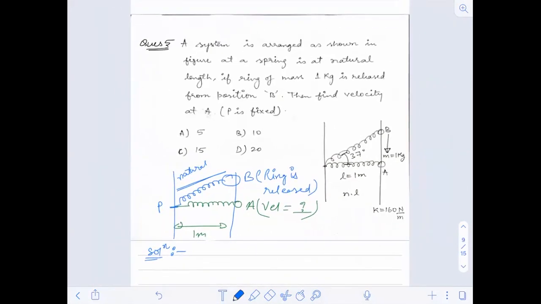Okay, now the angle is also given. This 37 is the angle given to me between them.